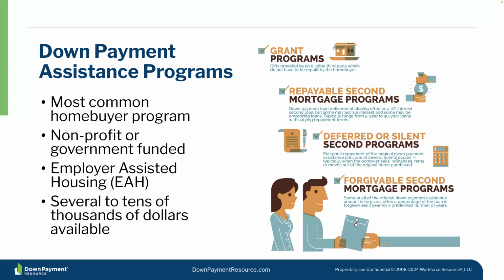Deferred or silent seconds, where repayment of the original amount is postponed until one of several events occurs, commonly when the borrowers sell, refinance, or there's a change in occupancy. And forgivable seconds, where some or all of the original down payment assistance is forgiven. Often, a percentage of the loan is forgiven each year for a predefined number of years. As an example, it's common for a forgivable DPA to be forgiven, let's say, 20% per year over 5 years.